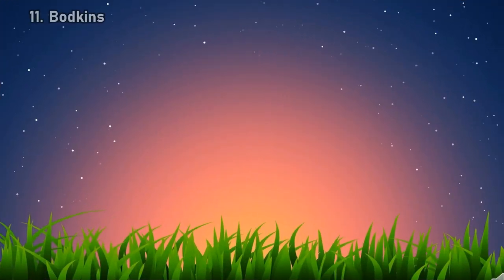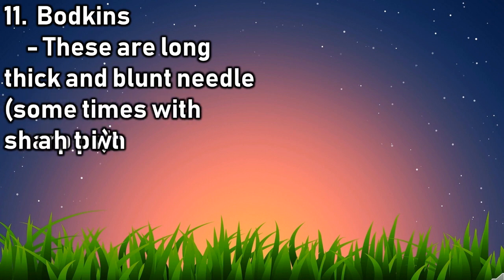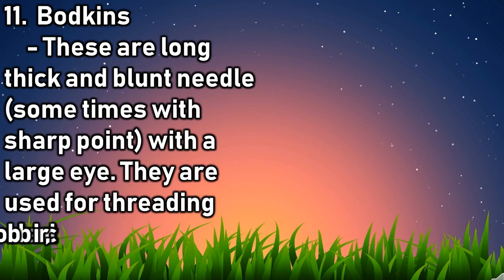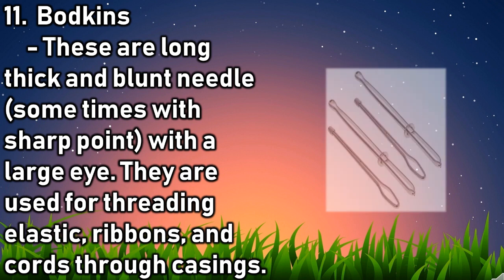11. Bodkins. These are long, thick and blunt needles, sometimes with a sharp point, with a large eye. They are used for threading elastic, ribbons, and cords through casings.